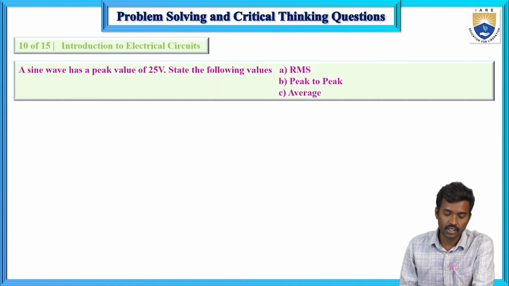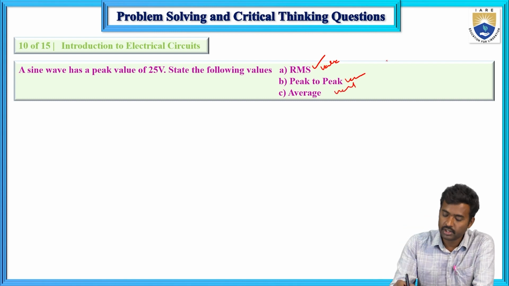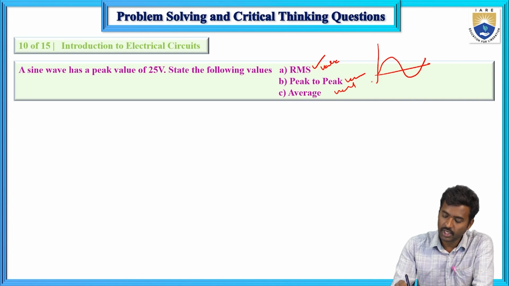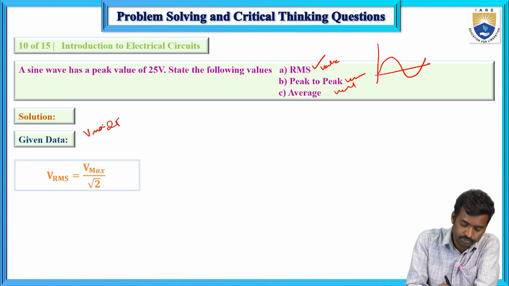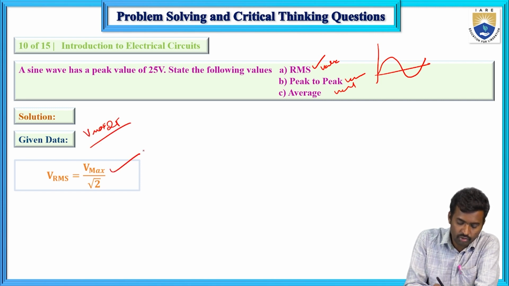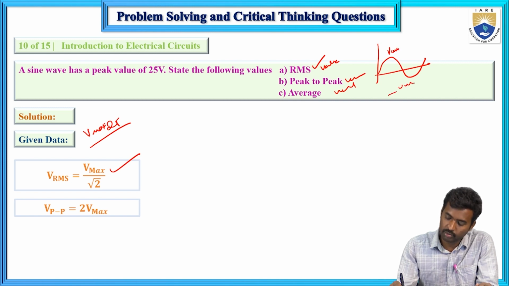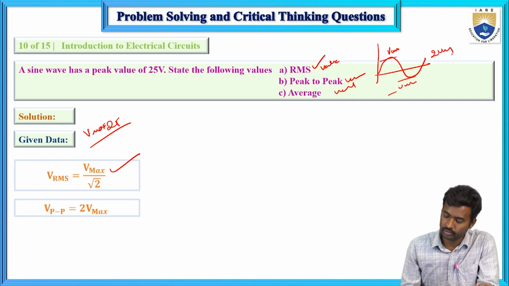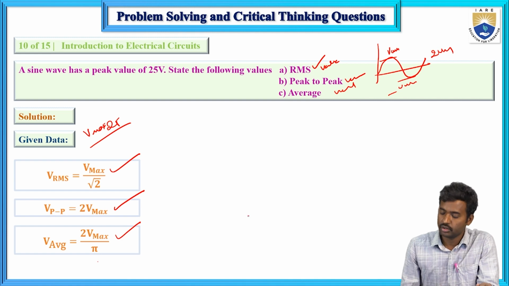Now here a sine wave has peak value 25 volts. Determine the following: RMS value, peak to peak value and average value. So for this sine wave, the related formulas that I am writing, the given data here is 25 volts, V maximum. V RMS equals V maximum by root 2. For the peak to peak value, this is V maximum and this one is minus V maximum, so that is 2 V maximum. And average value equals 2 Vm by pi. So these are the three formulas.